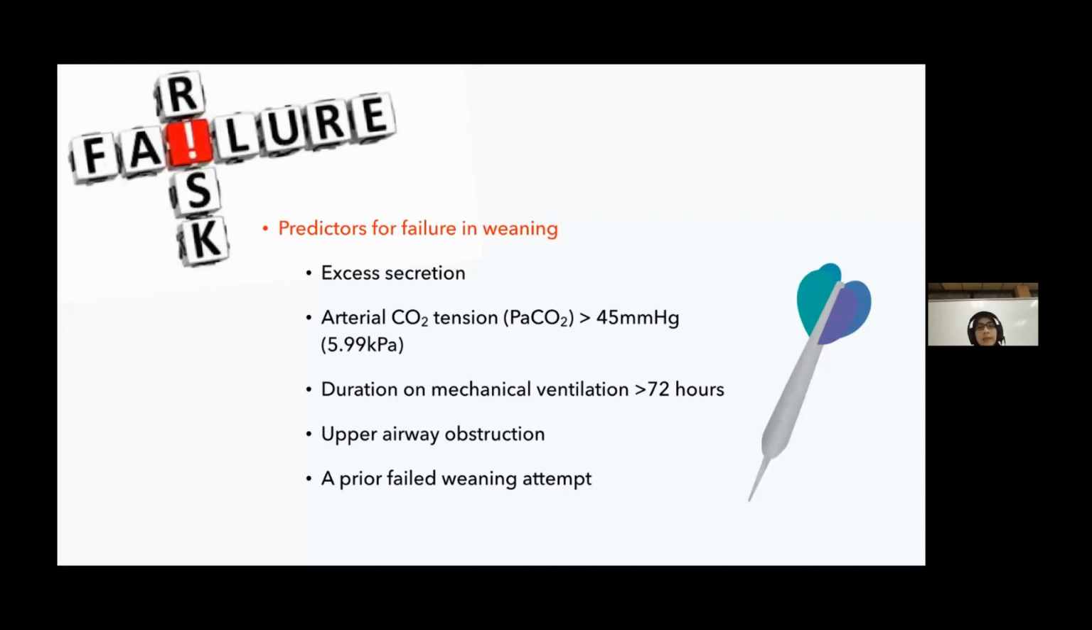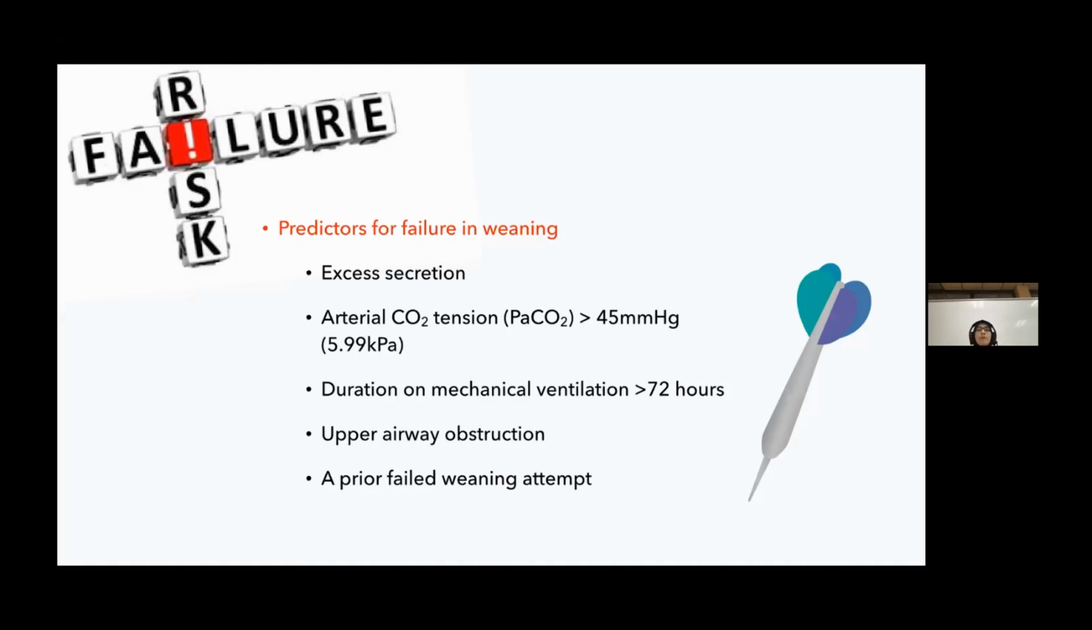and this weaning process can be initiated in ICU instead of in ED. All right, and if the duration on mechanical ventilation is more than 72 hours, if the patient has already been in ED and intubated for more than 72 hours, please avoid doing weaning in ED.